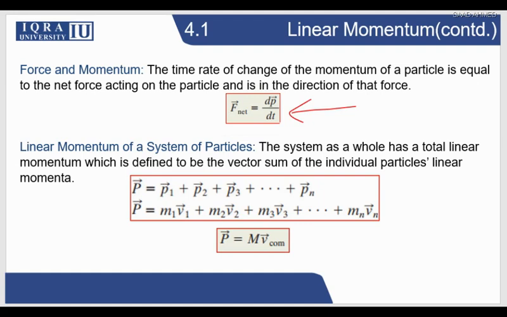The linear momentum of a system of particles. A system as a whole has a total linear momentum, which is defined to be the vector sum of the individual particles. So the same thing applies here. You can see that P is P1 plus P2 plus P3, and P is equal to mv1 plus mv2 plus mv3 and so on. So P is equal to capital M times v.